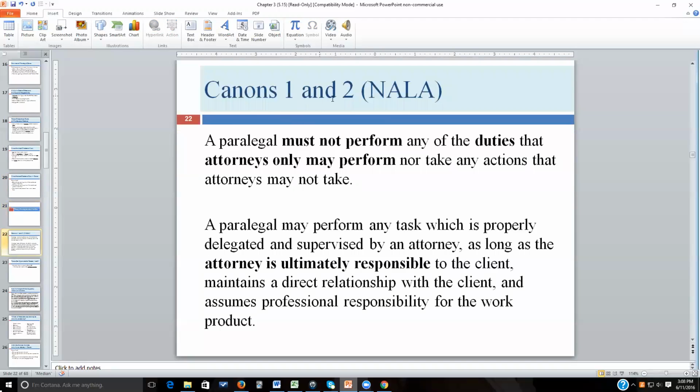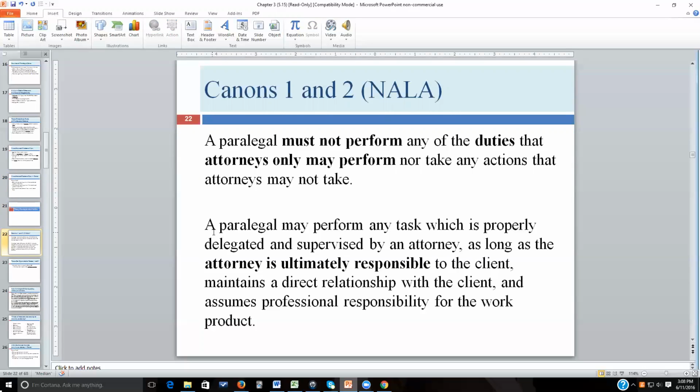And we're going to talk about canons 1 and 2 of NALA. Here we have canon 1 on top, and canon 2 on bottom. I've highlighted a few keywords or bolded them. They aren't bolded in the original, but this kind of gives you a sense as to what I think the most important parts are. A paralegal must not perform any of the duties that attorneys only may perform, nor take any actions that an attorney may not take. So basically, a paralegal can't do those attorney-only things. So this has to do directly with the unauthorized practice of law and that prohibition.